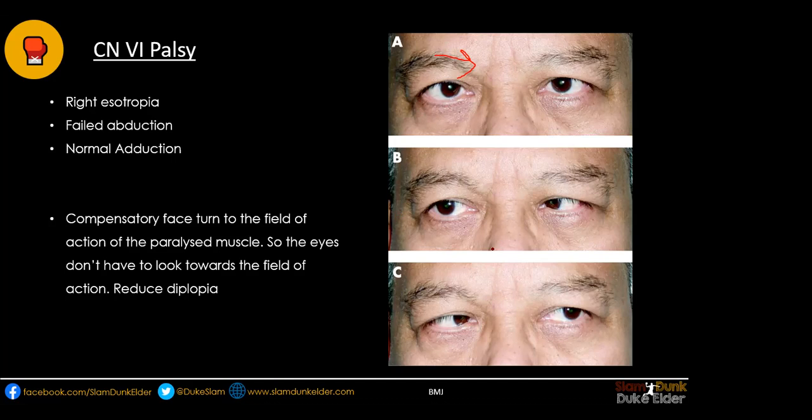When you ask the man to abduct his eye or to move it laterally, you can see that this eye can move to the right, but this one can't because lateral rectus isn't working. However, adduction is normal. Now, generally, the patient will have this compensatory face turn to the field of action of the paralyzed muscle. So this gentleman, when you come to see him, he'll have his head slightly turned laterally. And that's because he wants to move his eye into the field of action of lateral rectus to reduce double vision.